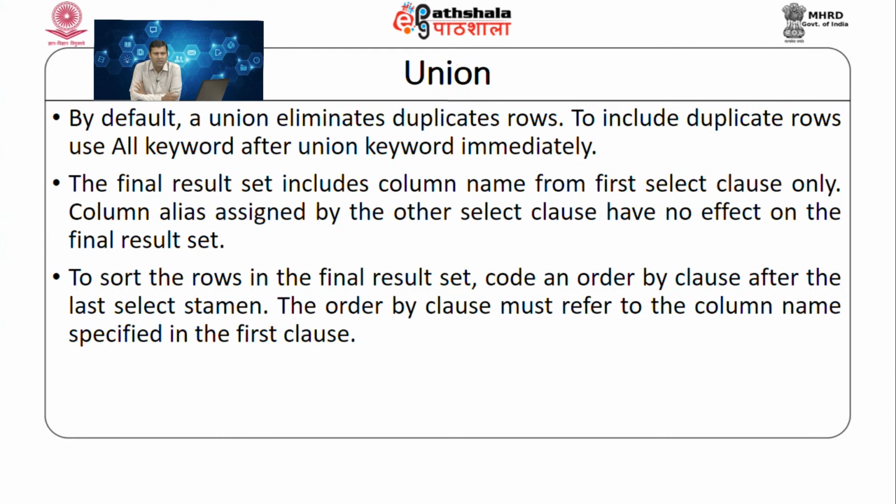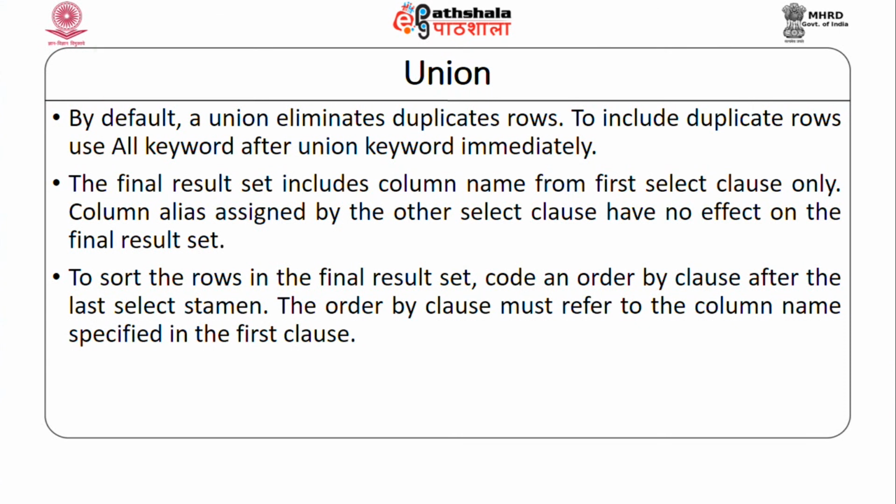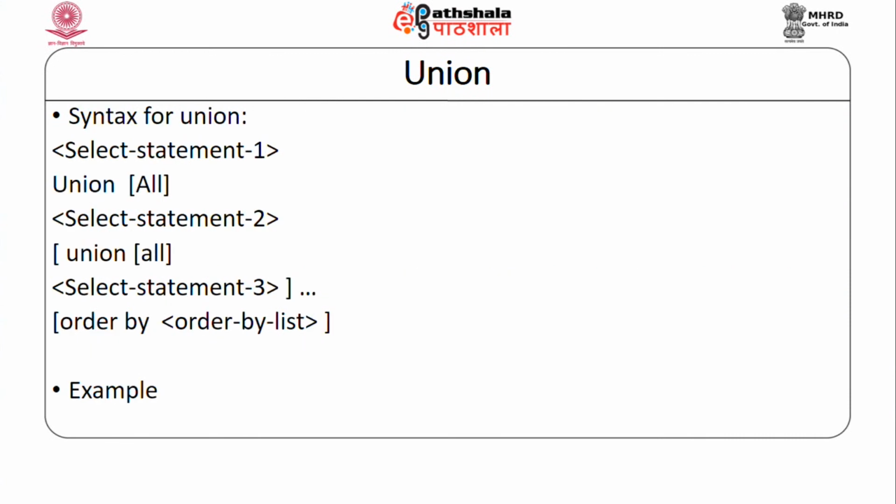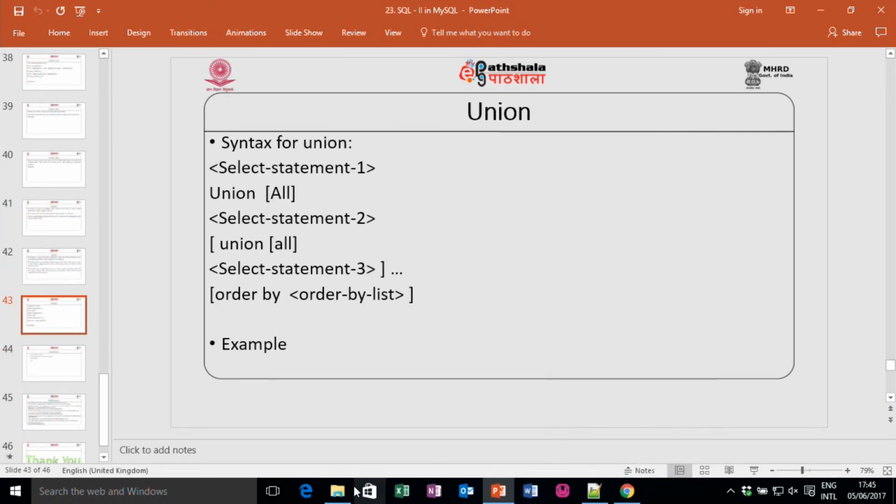The final result set includes column names from the first select clause only, and column aliases assigned by other select clauses have no effect on the final result set. To sort the rows in the final result set, code an order by clause after the last select statement. The order by clause must refer to the column names specified in the first clause. The general syntax is a select statement, then union, optionally ALL, then another select statement, and you can use union between any of them. Let us take an example.